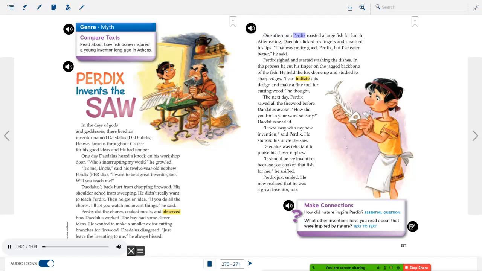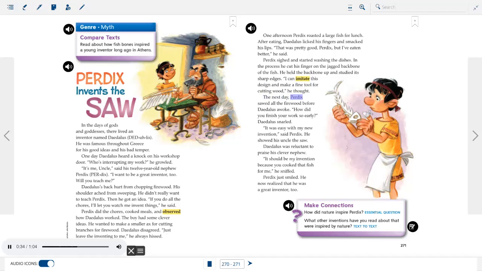One afternoon, Perdix roasted a large fish for lunch. After eating, Daedalus licked his fingers and smacked his lips. "That was pretty good, Perdix, but I've eaten better," he said. Perdix sighed and started washing the dishes. In the process, he cut his finger on the jagged backbone of the fish. He held the backbone up and studied its sharp edges. "I can imitate this design and make a fine tool for cutting wood," he thought.